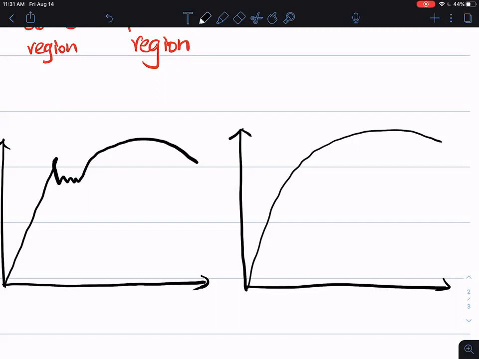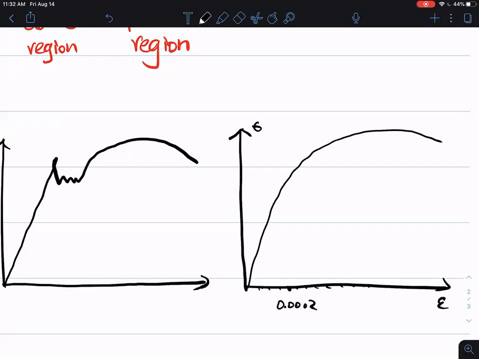So in that case, you need to find where the 0.2% strain is on the x direction. So for example, this point right there is 0.0002. If you times that by 100%, that will give you 0.2%. So identify that point, that strain.